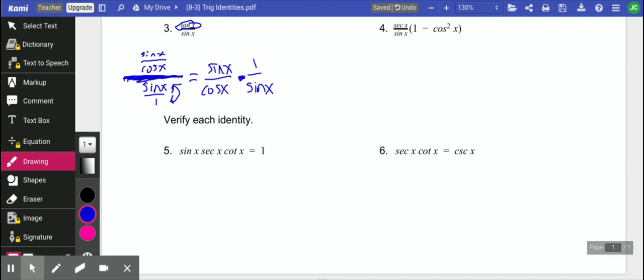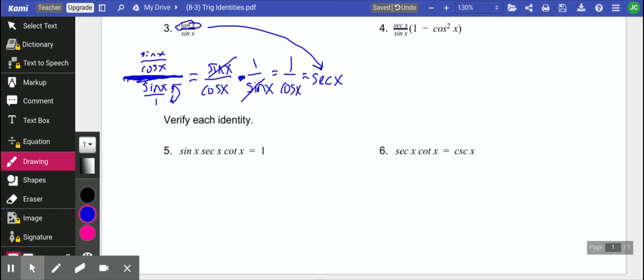Okay, when we're multiplying fractions, we're allowed to cancel on the diagonals. So those go away. We get 1 over cosine x. And then with the reciprocal identities, 1 over cosine x is secant of x. So that's it. This thing has simplified to secant of x.